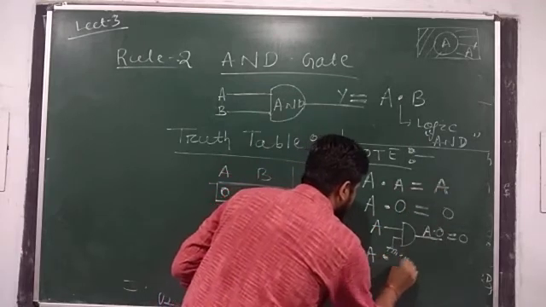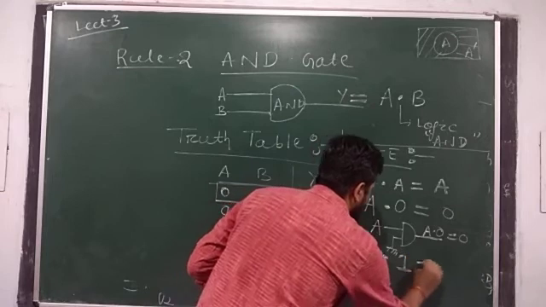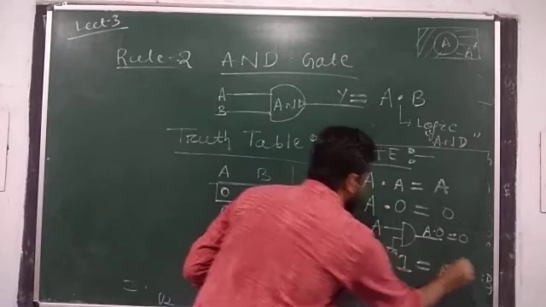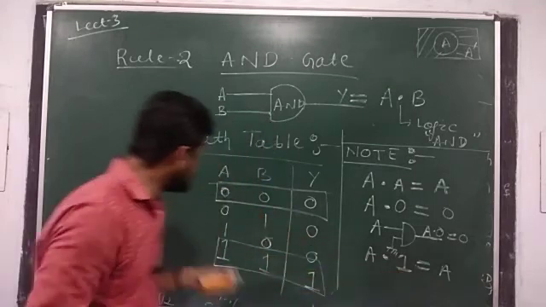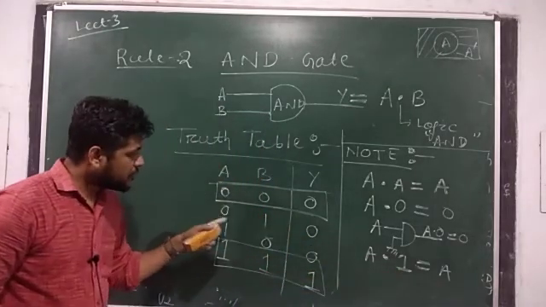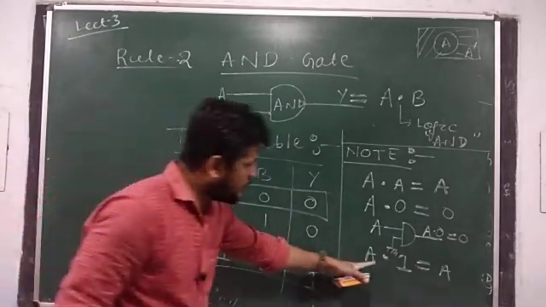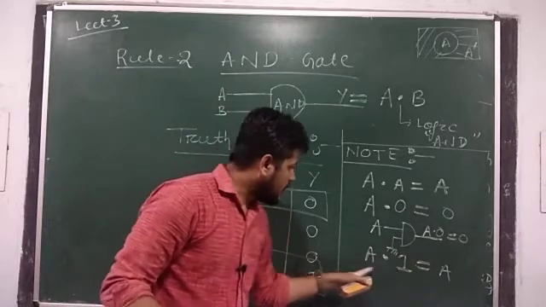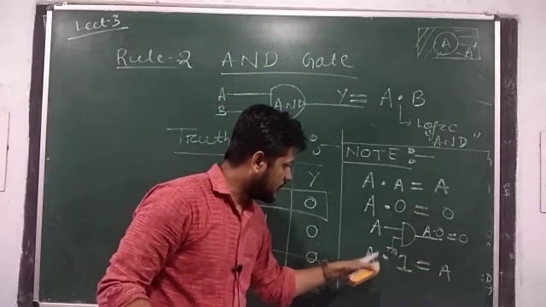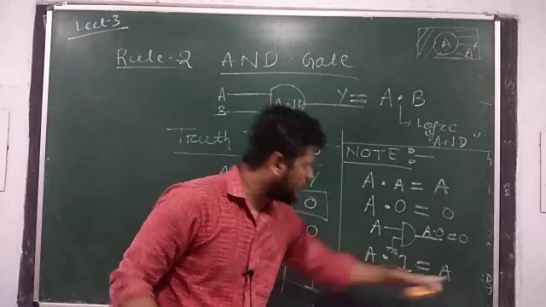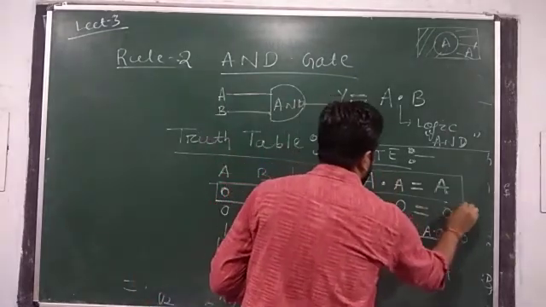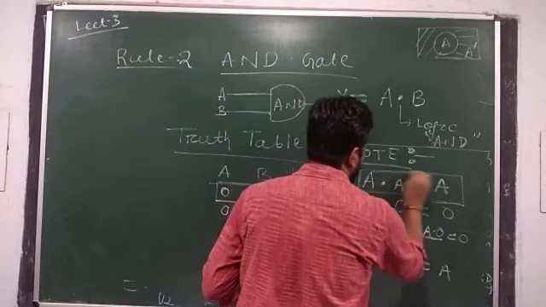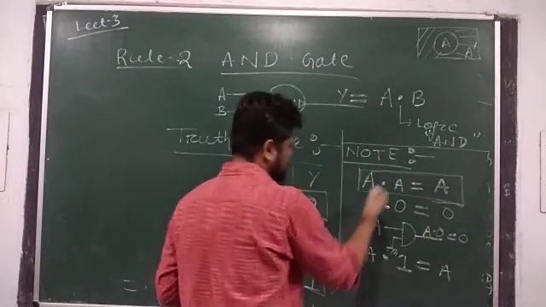A with 1 is always equal to A, that is, one of the inputs is always 1. In that case, whatever may be the other input, that is your variable, if it is 0, then output will be 0. If A is equal to 1, that is 1 dot 1, the output will be 1. So always remember this. This is very, very important. We are going to use it in various numerical Boolean algebra.